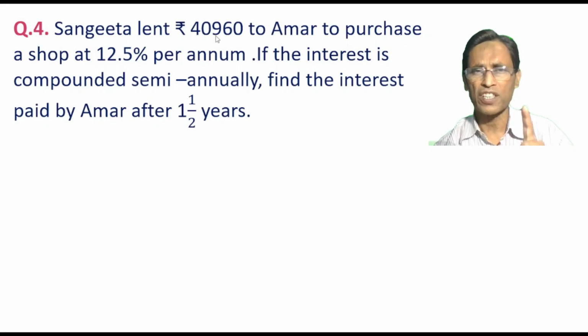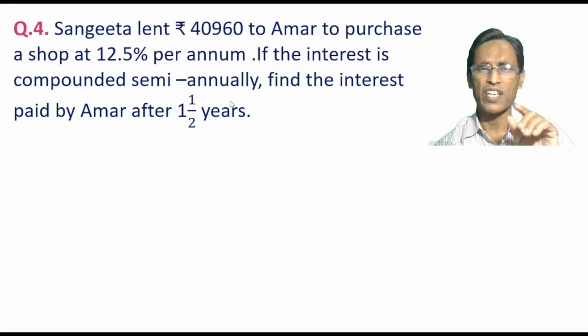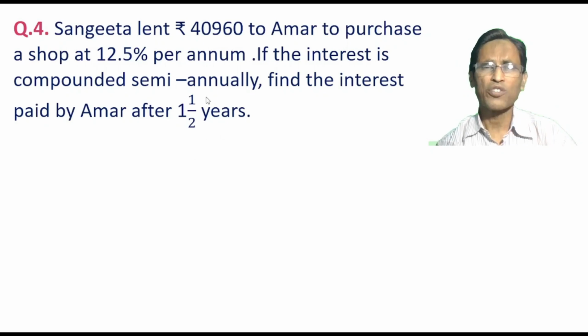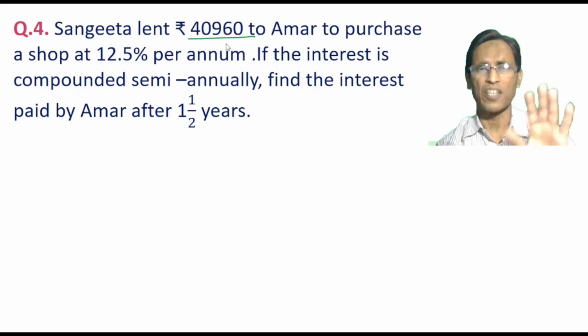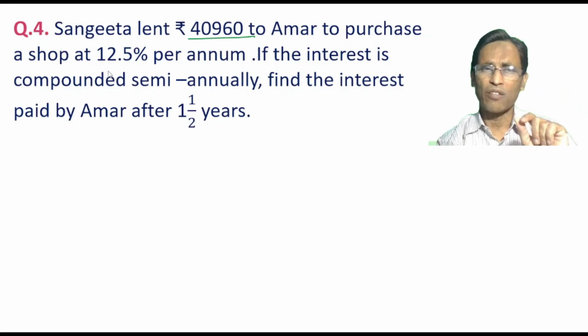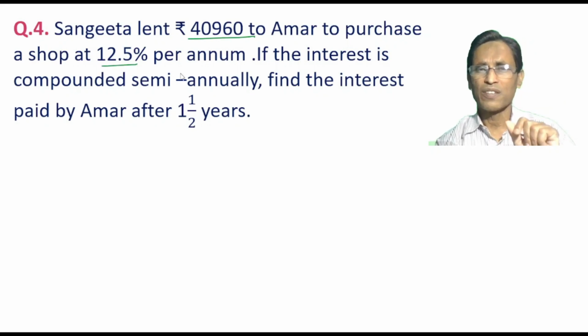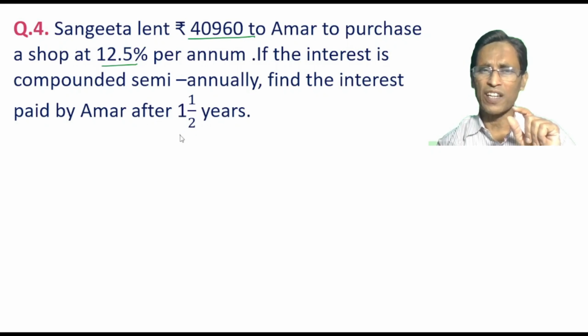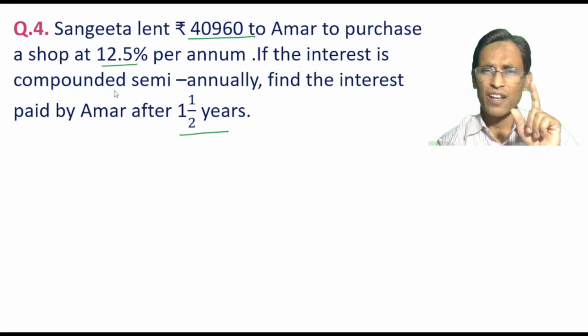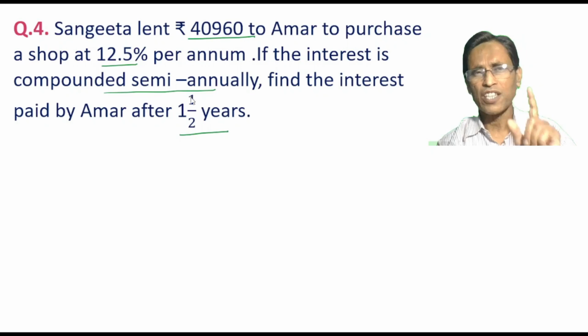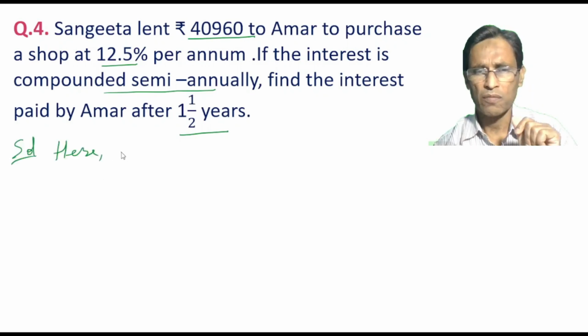Sangeeta lent rupees 40,960 to Amar to purchase a shop at 12.5% per annum. If the interest is compounded semi-annually, find the interest paid by Amar after 1.5 years. This question is simple. 40,960 is the principal. Our 12.5% will be rate of interest per annum. Our time period is 1.5 years. But the complication is interest is compounded semi-annually. Semi-annually means half yearly.